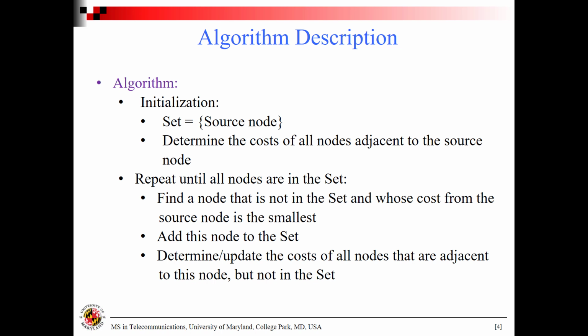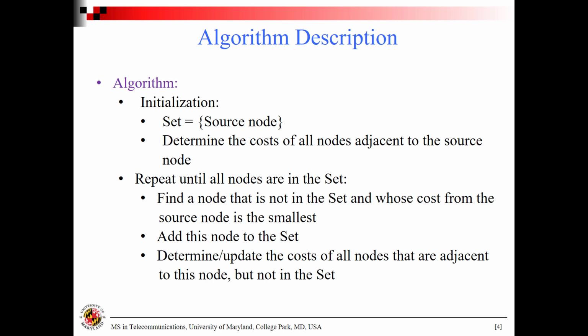And then after finishing this repeat loop, we have finished the forward phase of the algorithm, and then we'll be able to use a particular technique which is called backtracking or backtracing to find the actual path, least cost path or shortest path between the source node and a particular destination node. All right, so that's the general outline of the algorithm.